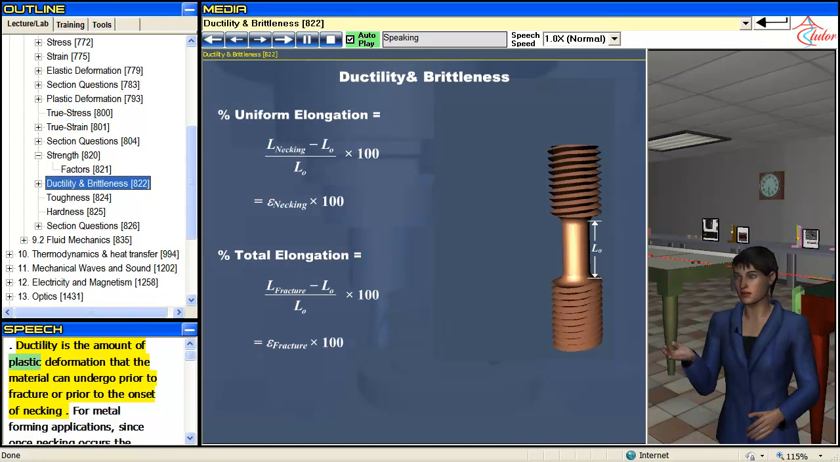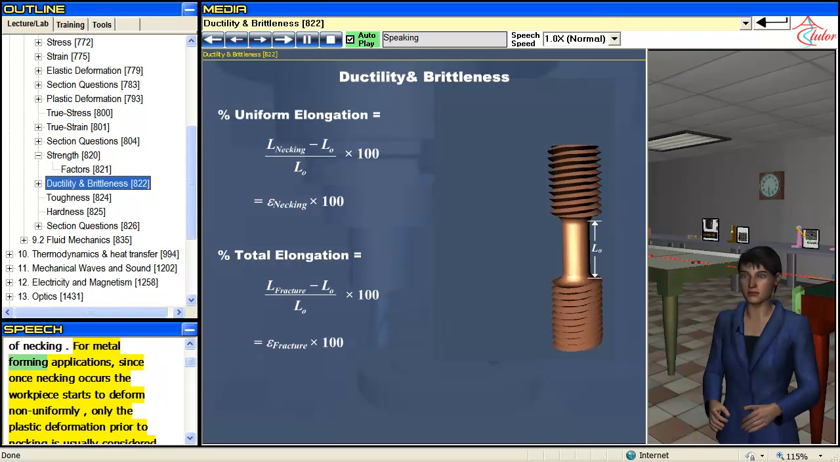Ductility is the amount of plastic deformation that the material can undergo prior to fracture or prior to the onset of necking. For metal forming applications, since once necking occurs the workpiece starts to deform non-uniformly, only the plastic deformation prior to necking is usually considered when measuring ductility.